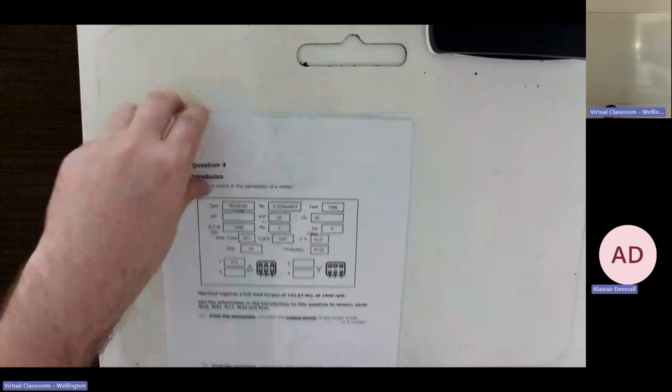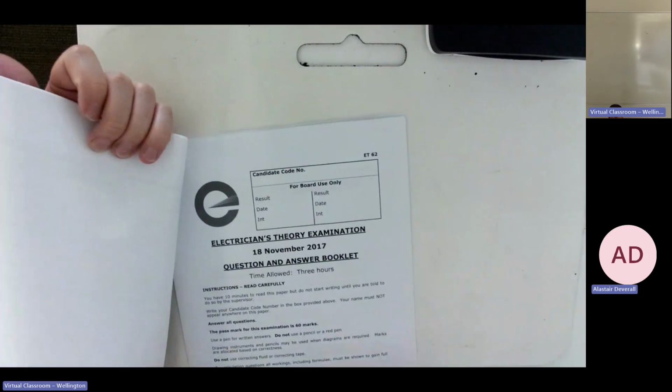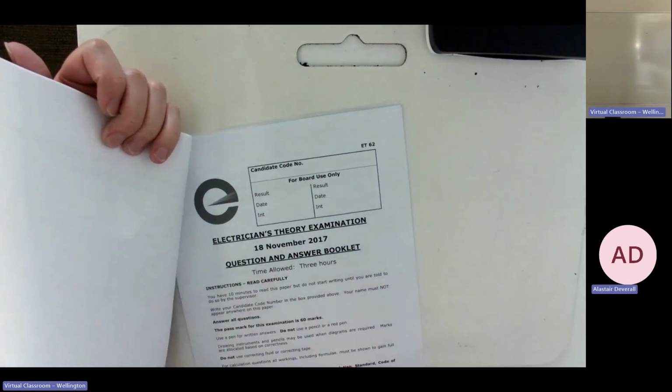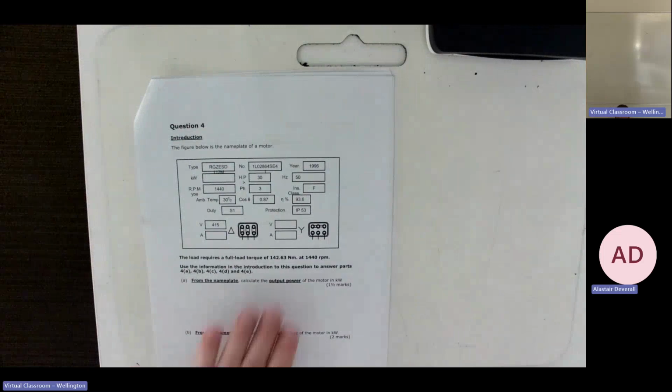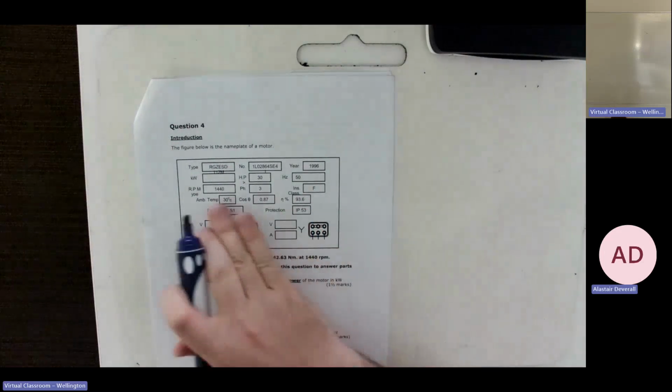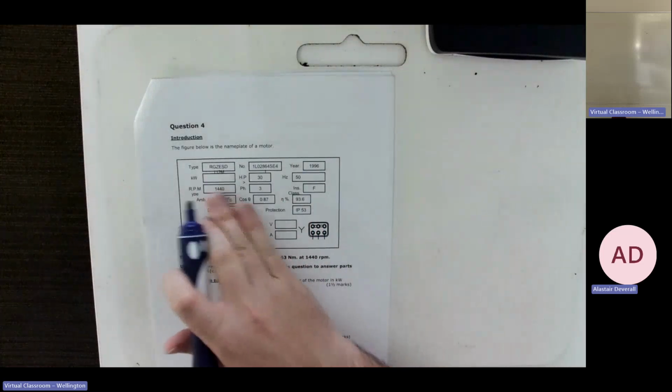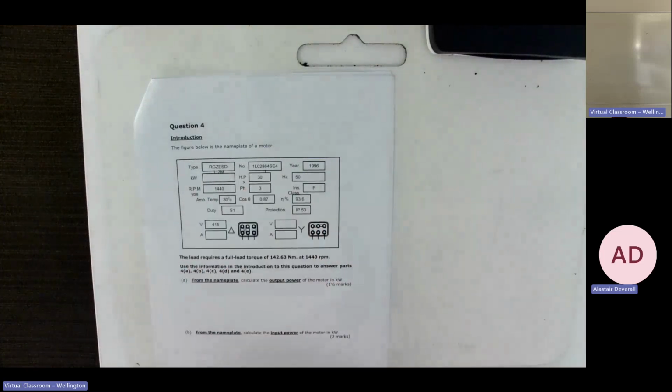We are carrying on with this paper, question 4 of 18th of November 2017 electrical theory. Our question to start with is: from the nameplate, calculate the output power of the motor in kilowatts. The kilowatt area is empty, but we have the horsepower. Horsepower is rated for output, not for input.